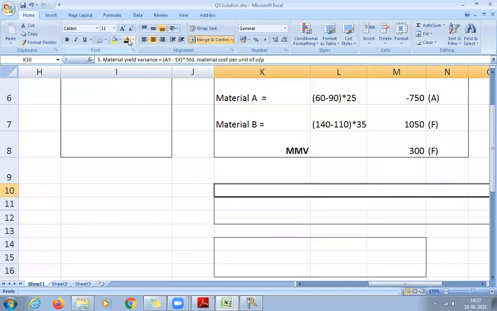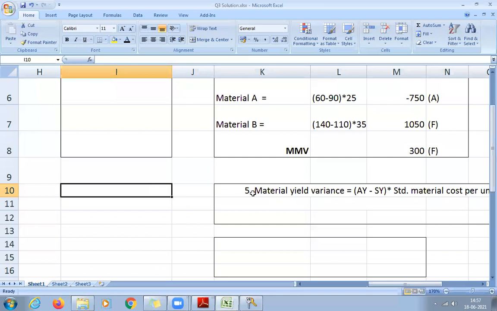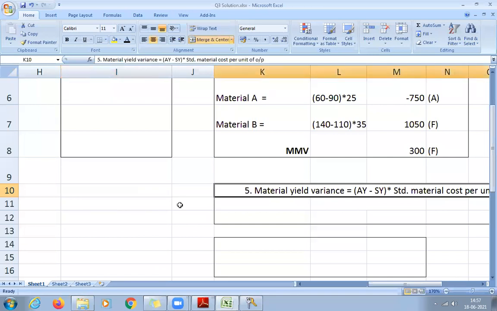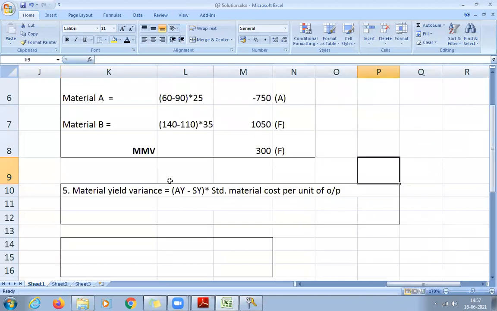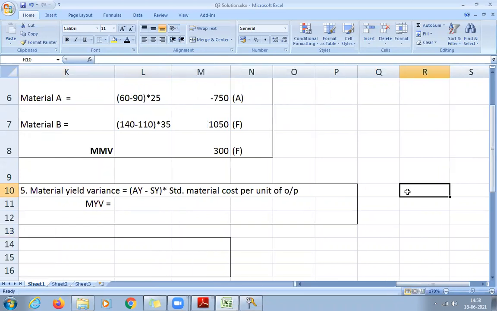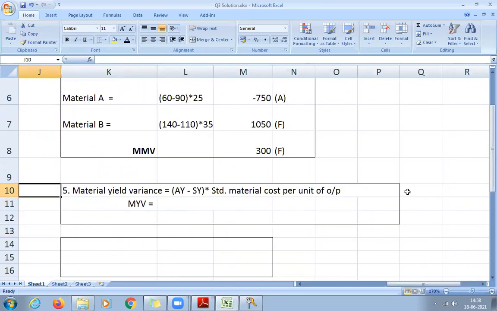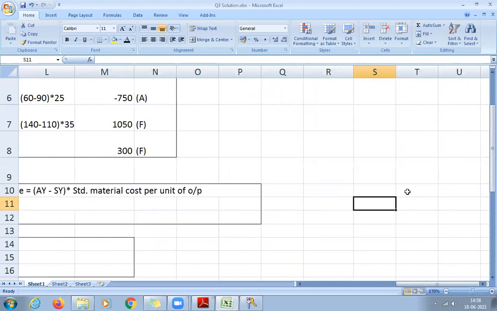Next, you have to calculate material yield variance. So what is the formula to calculate material yield variance? That is actual yield minus standard yield, multiplied by standard material cost per unit of output. So first we have to calculate the standard yield and actual yield. How much is standard yield and actual yield?